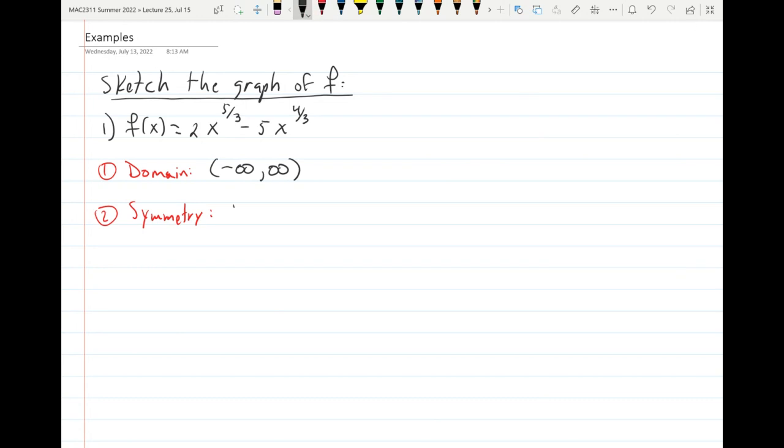Okay, so for the symmetry, remember you plug in negative x into the function and then you observe what happens. Let's see. So we plug in negative x, and then we observe what happens. For example, in the first term, we can see that we have a cube root. The negative goes out of the cube root and survives the 5, because the 5 is also an odd power. So that's negative 2 x to the 5 over 3.